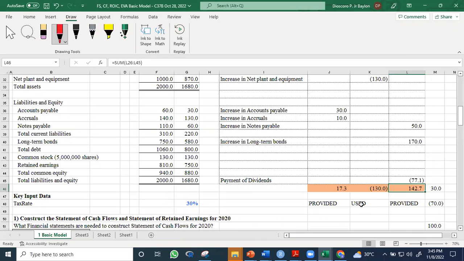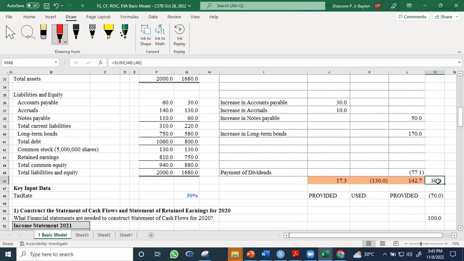So what happened now? Pareho pa rin si operating, nag-provide siya ng 17.3. Si investing pareho pa rin, gumamit siya ng cash 130. Usually ganun talaga pag investing kasi naglalabas ka ng pera to invest in a capital asset usually. And then si financing nag-provide siya ng cash na 142.7. Okay, pero ang total 30. So, overstated pa rin tayo. Thank you, Rat. By how much? 30 minus negative 70, we are overstated by 100.